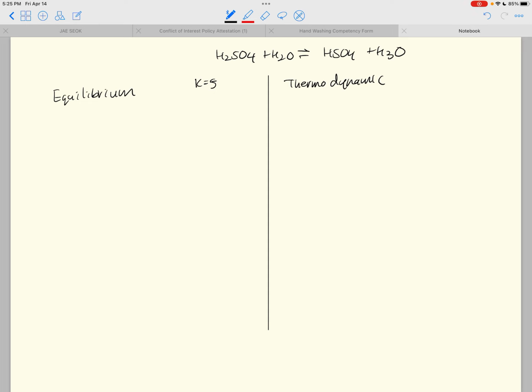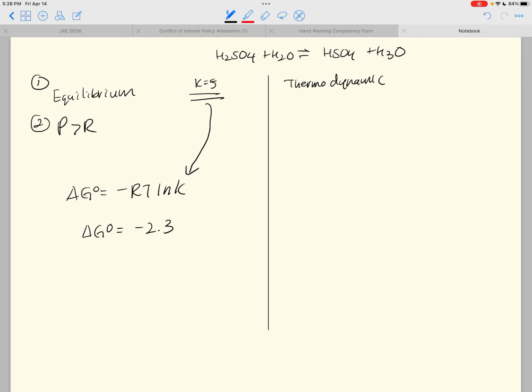I have the same reaction here, okay? And this time, let's just say K equals 5. And once again, just to repeat myself, K tells me two things. A, we are in equilibrium. And in this reaction, I have more product than reactant. Do you guys remember this equation, delta G naught equals negative RT ln K? What happens if I plug in this number? What I get is delta G naught is equal to negative 2.3.